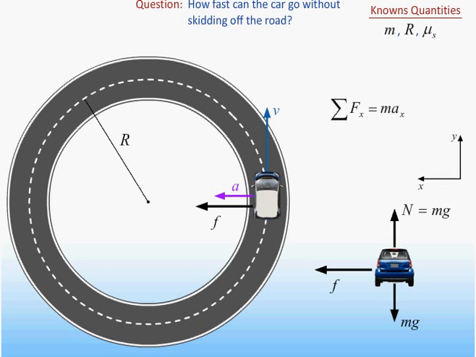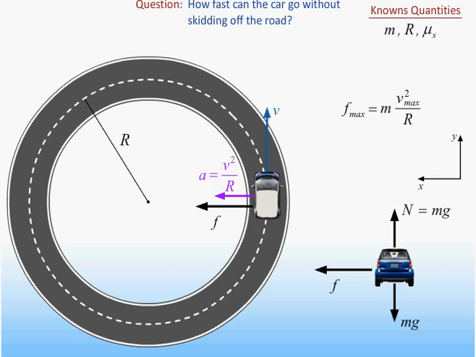Writing Newton's second law for the x direction, we see that the frictional force must be equal to the mass of the car times the centripetal acceleration. Now we know the centripetal acceleration is equal to the square of the speed divided by the radius of the turn. Therefore, as the car's speed increases, the frictional force must also increase.